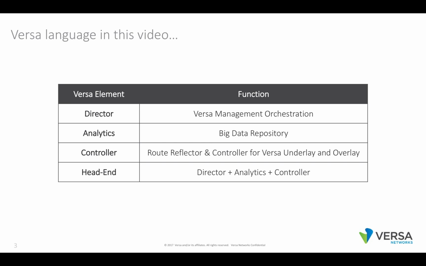So just so we have some common language in this video, the Versa Director is our management and orchestration platform. Analytics is our big data repository. Controller is a route reflector and controller for the Versa underlay and overlay. And a head end is a combination of director, analytics, and controller.